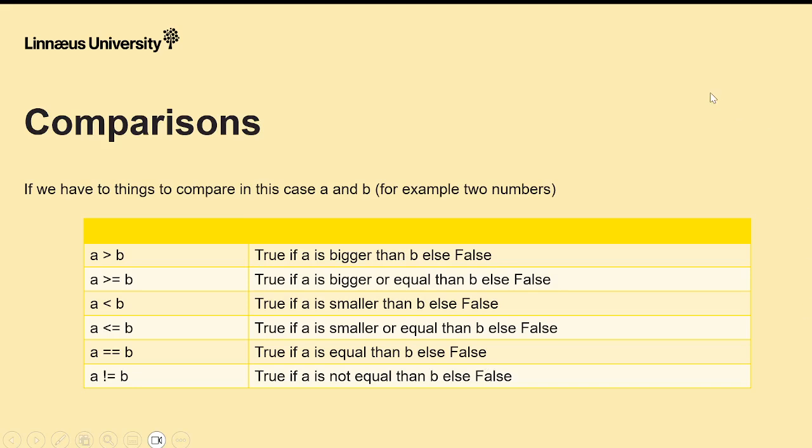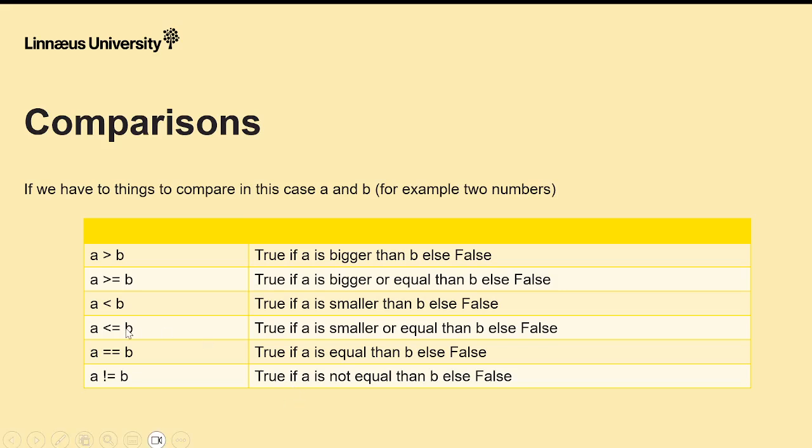In the first line here it says A greater than B, and if you have that comparison, it's true if A is bigger than B, not if A is equal to B. If you want to have greater or equal than B, you have the second one. If the same thing with less than, if A is less than B, you use the third one. And if you want to allow that A is equal or less than B, you use this one.